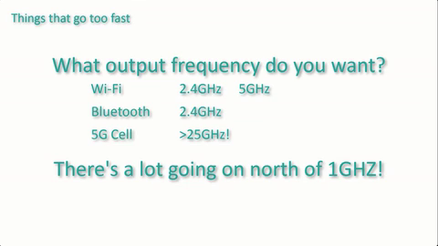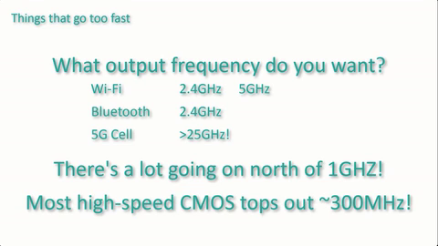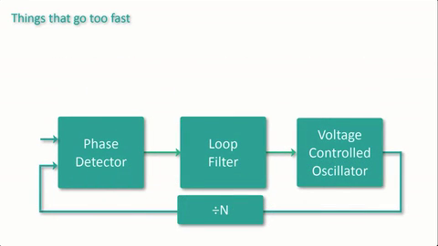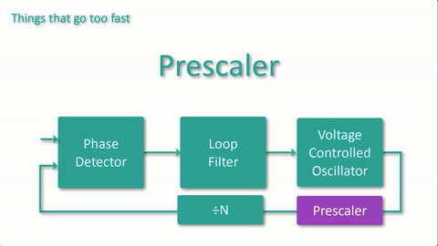Even as we hear about microprocessors with multi-gigahertz clock speeds, most high-speed CMOS logic families top out at a few hundred megahertz max. But if I want to synthesize frequencies in the gigahertz range, I have to find a frequency divider for the feedback section of the PLL that can divide frequencies up in the gigahertz range. Tricky. Well, not really. The trick is that we build a divider that starts off with a prescaler.